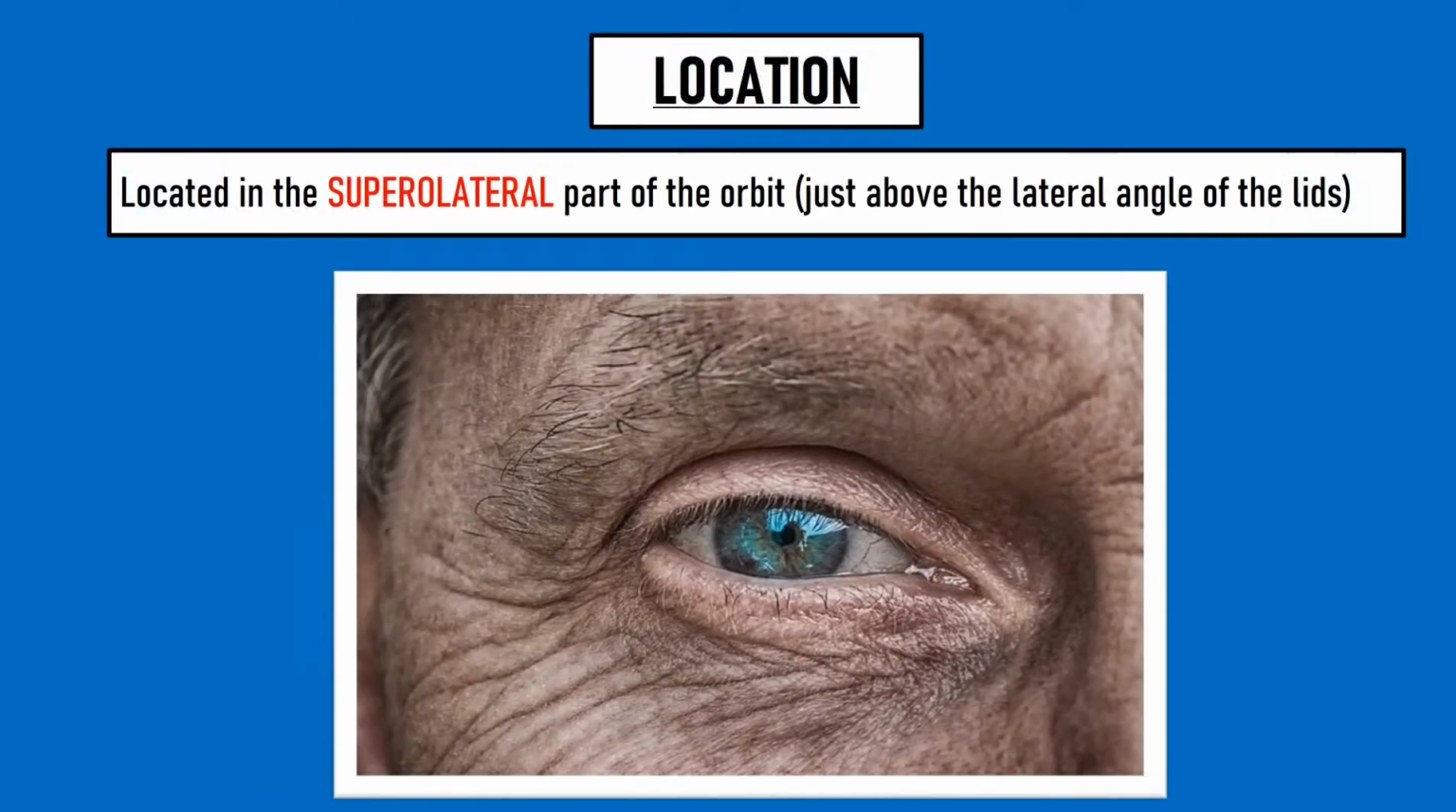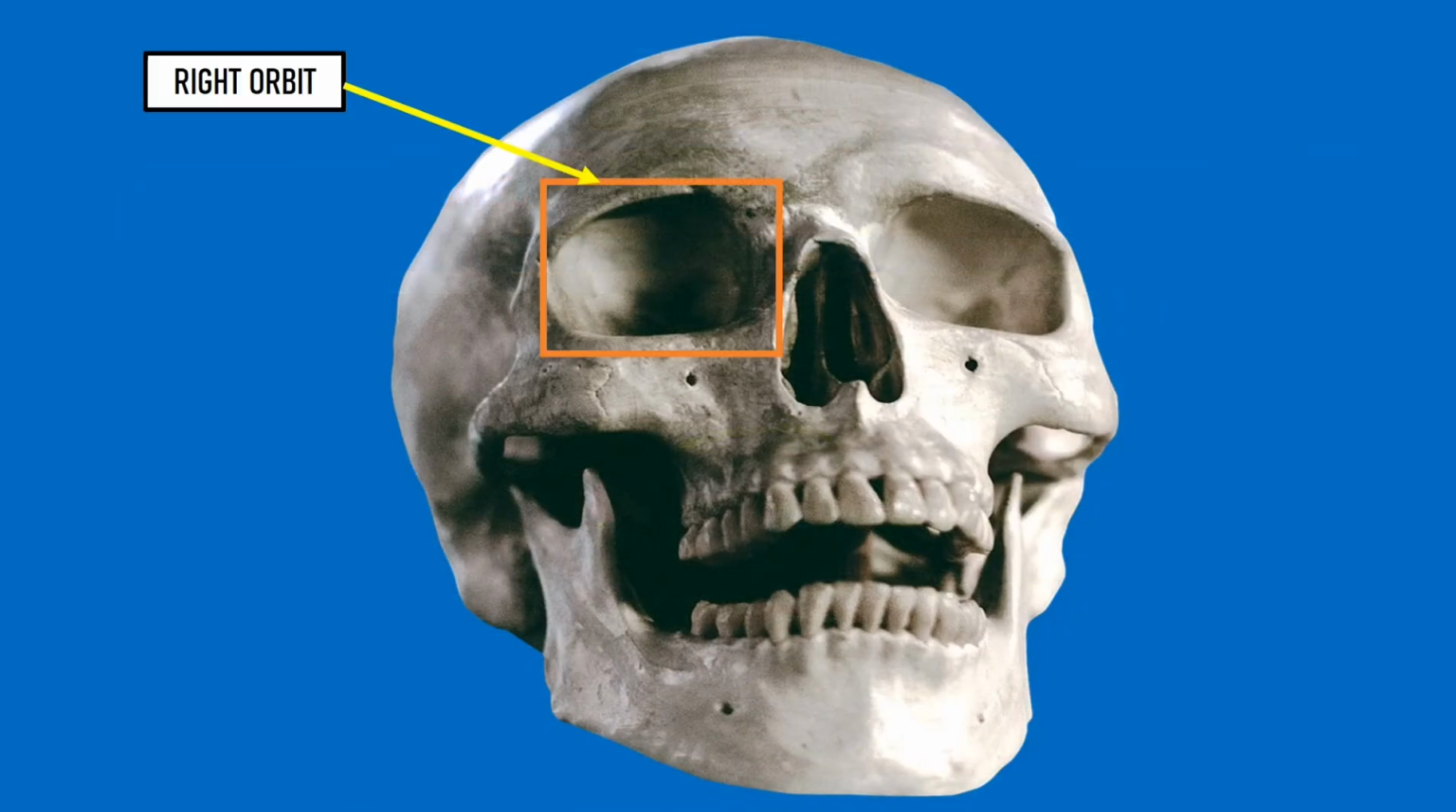The lacrimal gland is located in the superolateral part of the orbit, just above the lateral angle of the lids. So here we can trace the lateral part of the superior orbital margin, and in this area the lacrimal gland is located. This is the right orbit and this is the frontal bone. The frontal bone forms a part of the roof of the orbit.